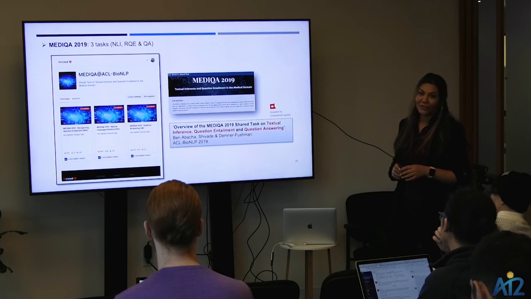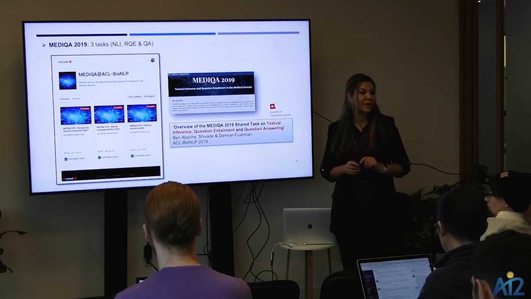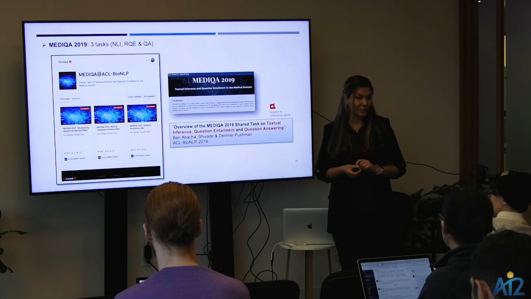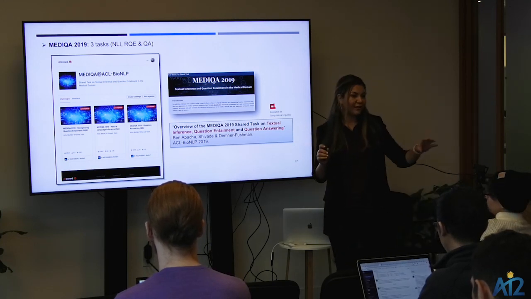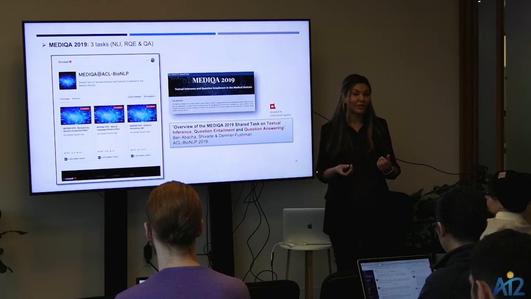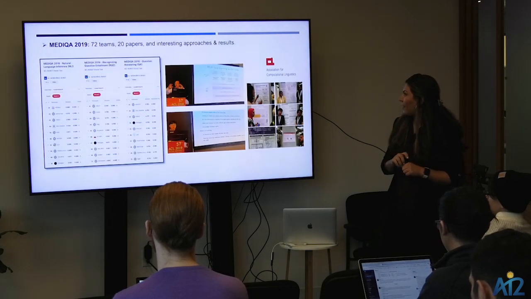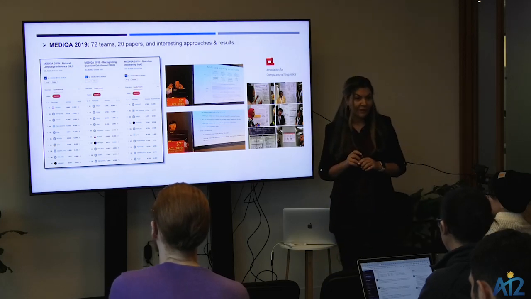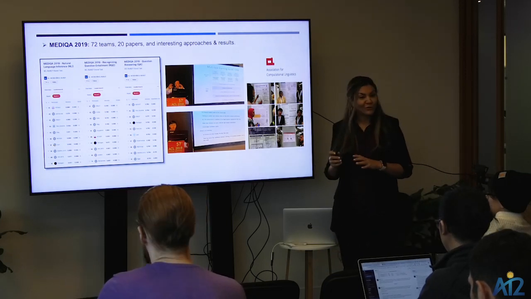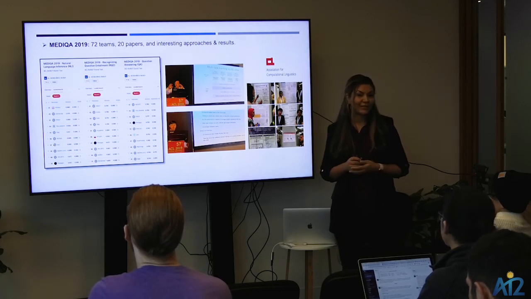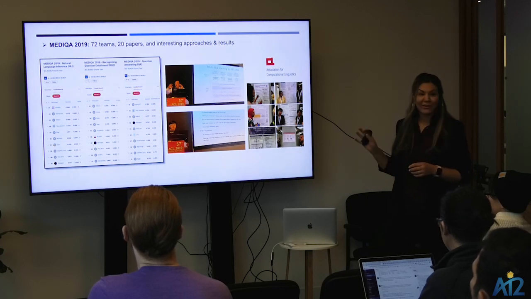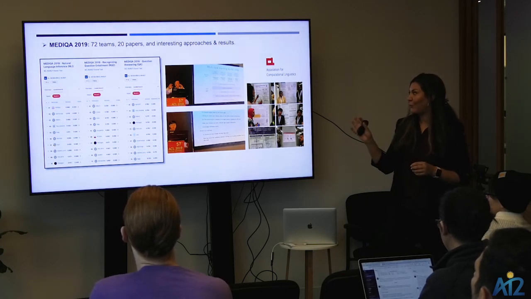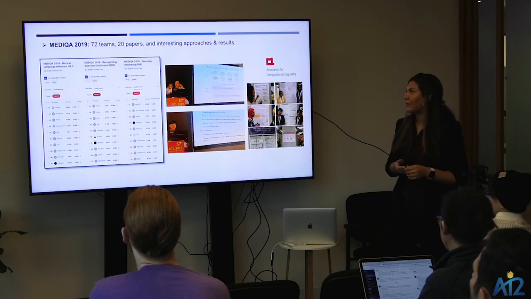So MEDIQA included 3 tasks: a task on natural language inference, recognizing question entailment, and question answering, all of them in the medical domain. And we also encouraged the use of the NLI and RQE systems to improve the question answering performance. The challenge attracted 72 teams from both industry and academia, and they proposed really interesting approaches and achieved great results. So if you are interested, the overview paper and the 20 working note papers are published in the proceedings of ACL 2019.